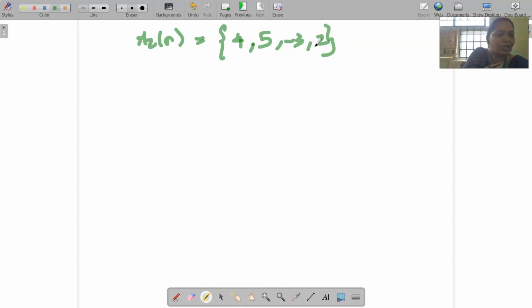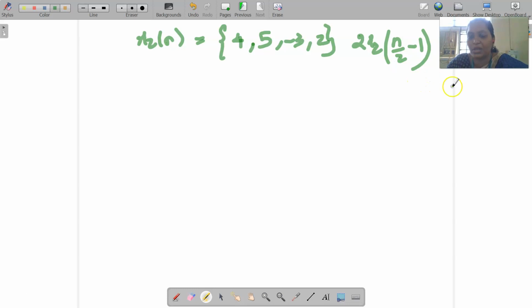So we need to find out what is 2x2 of n by 2 minus 1. First, what are all the operations involved? When n is replaced by minus n, then it is reversal. Here there is no reversal operation. And then n is shifted by minus 1, so a shifting operation is there. So first we need to draw x2 of n, and then we apply the shifting operation, followed by time scaling, followed by amplitude scaling.